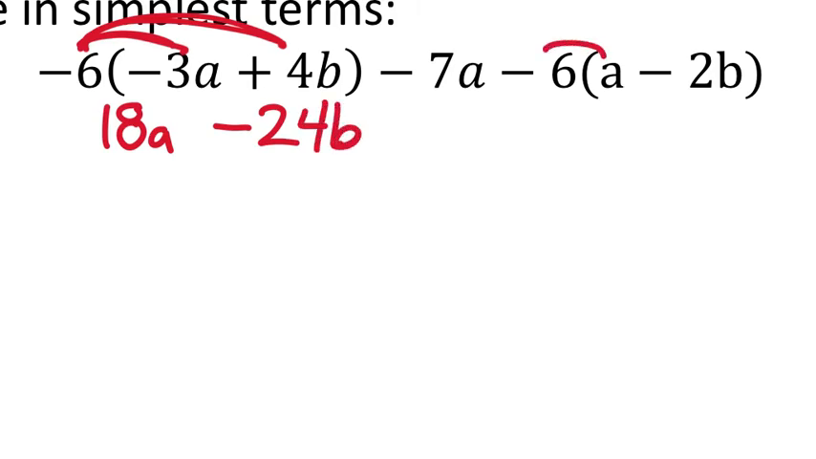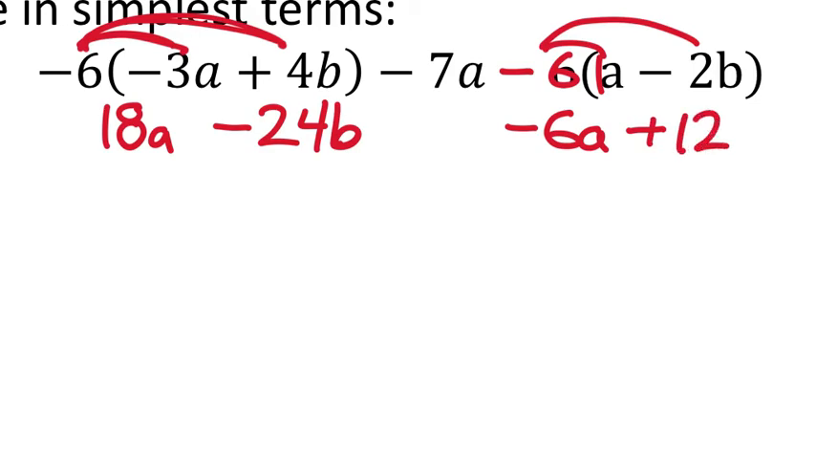Now I have this 6 to distribute, but it's not just 6, it's -6 again. All right, so I am distributing that negative 6 first to the 1a. Negative 6 times 1a's would be negative 6a's. And then negative 6 groups of negative 2b's would be positive 12b's. And then that negative 7a is just going to drop.